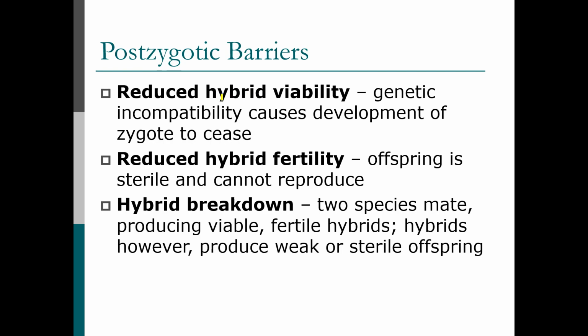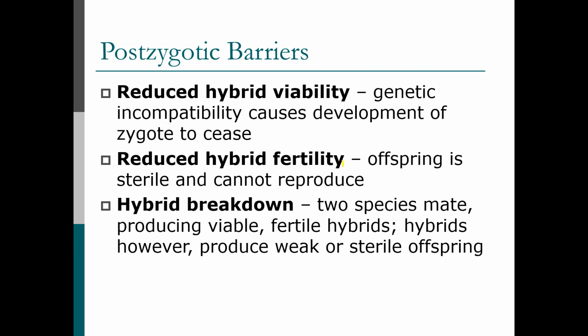So let's say that we had two groups. They were able to produce a zygote, but that zygote never completed development. We never actually got a baby or an offspring that survived. And so there's literally a breakdown that the zygote itself is not really viable. So we get the zygote, but it can't complete development. Then the next step is reduced hybrid fertility.